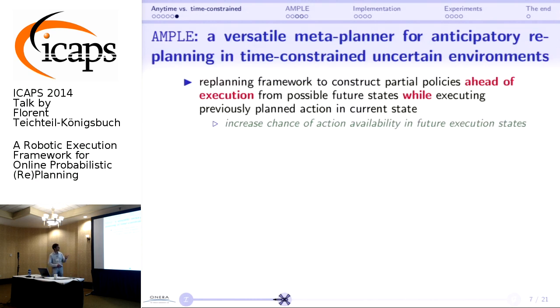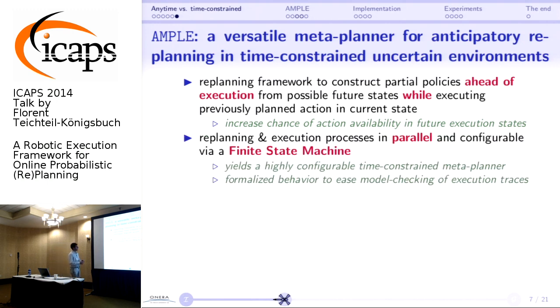So I'm going to present what we call AMPL. This is a replanning framework that allows us to construct partial policies ahead of execution. This is the main idea: we don't wait to be in a given state to plan. And we update in future possible execution states while we're executing the current action in our current state. And this will increase our chance that an action will be available in the future.